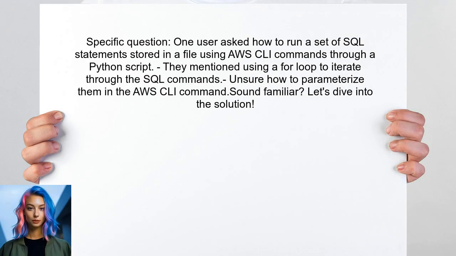Here's the specific question we're addressing. One user asked how to run a set of SQL statements stored in a file using AWS CLI commands through a Python script. They mentioned using a for loop to iterate through the SQL commands, but were unsure how to parameterize them in the AWS CLI command. Sound familiar? Let's dive into the solution.